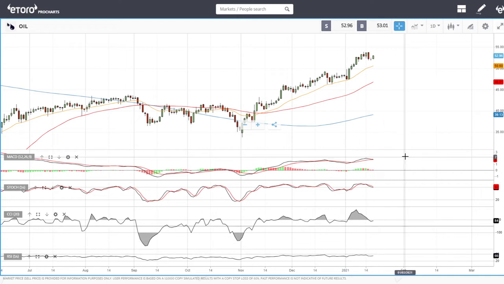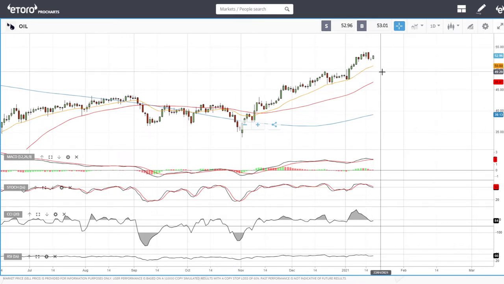Technical indicators are, well, they're turning around. The stochastic is bearish, the MACD is flat, the CCI is looking more bullish, and so is the RSI. So we have to take out these previous highs here at the 53.70 in order to get to 55. Otherwise, a pullback towards the 20 exponential moving average is a major buying opportunity with a stop loss underneath.